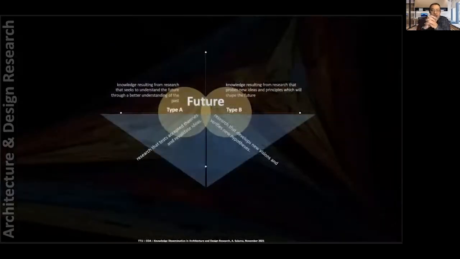Generically, there are two types of research in architecture and urbanism. If we assume that research is to produce knowledge, then they are classified based on the knowledge typology that they generate. Type A and type B. And type A is about understanding the future through a better understanding of the past.